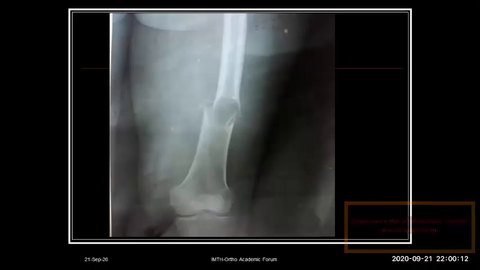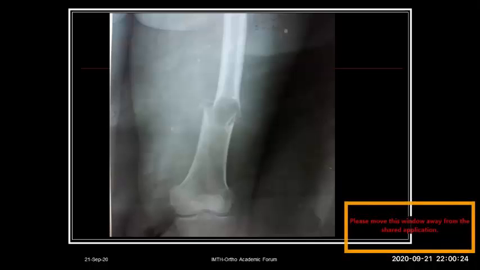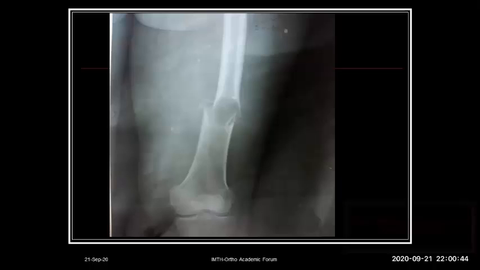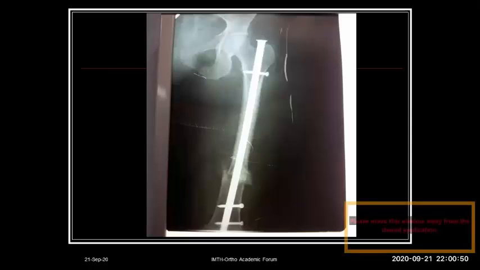And we know that there are 5 primaries that commonly give mets: carcinoma of the breast, thyroid, lung, kidney, or prostate. So this should be taken into consideration. It's very important, because in this case it turned out to be a giant cell tumor. Unfortunately, this patient underwent nailing, and that nail looks very nice post-operatively, because they didn't do any biopsy.